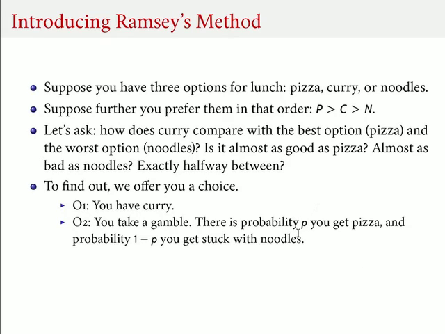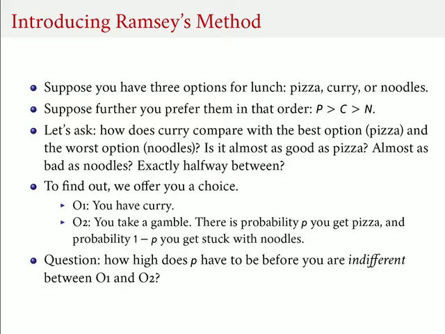Now what I ask is, how high does P have to be? How high does the probability that you get the best option, pizza, have to be in this gamble before you are indifferent between either having curry for sure or taking the gamble? That is, for this gamble between the best and the worst option, how high does the probability of getting the best option have to be before you'd be willing to put aside getting curry for sure in order to take this gamble?